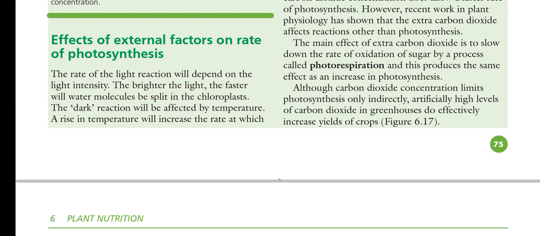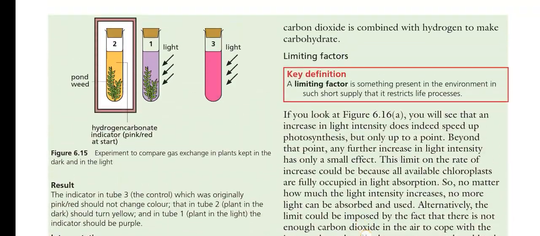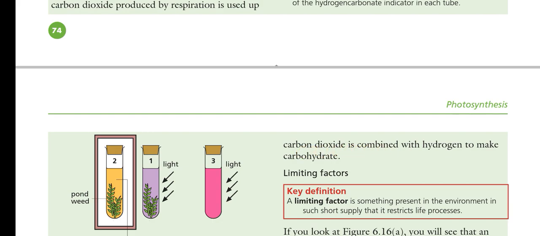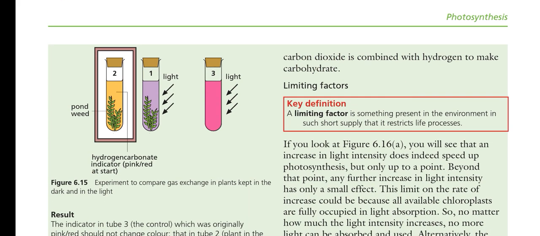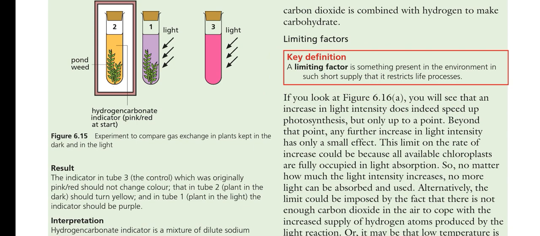So the brighter the light, the faster water molecules will be split in the chloroplast. The dark reaction will be affected by temperature. As I have mentioned, the dark reactions are not affected by light. They are affected by temperature. A rise in temperature will raise the rate at which carbon dioxide is combined with hydrogen to make carbohydrates.